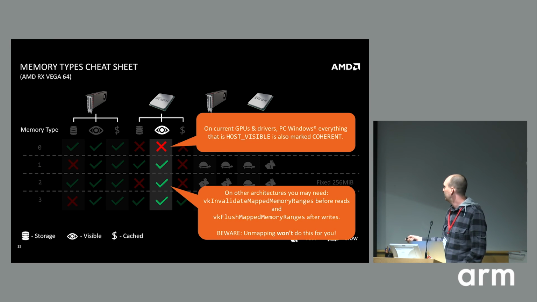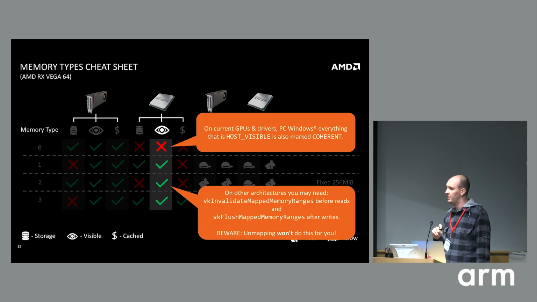Also, a quick note about this column. Currently, for PC Windows, I think everything we tested, all the vendors so far, everything that's marked host visible is also marked coherent. So this is why it's sort of glossed over here for Windows development. But on other architectures, so potentially on Linux stacks, on other mobile things that I don't know anything about, these functions may be your friend. So after touching memory with a write on the CPU, you might need to flush your mapped ranges to make sure everything's coherent and synced up.